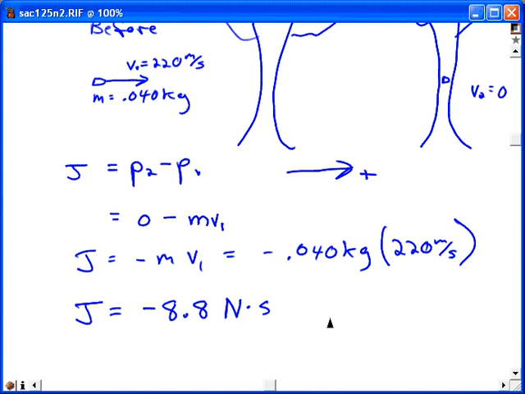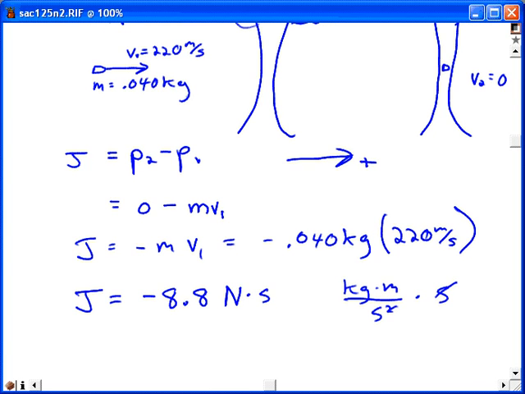I think I'll prove that going the opposite way. A Newton is a kilogram meter per second squared, and if we multiply that times a second, so a Newton second, the seconds cancel. A Newton second is the same thing as a kilogram meter per second. Just working out the units as an aside.